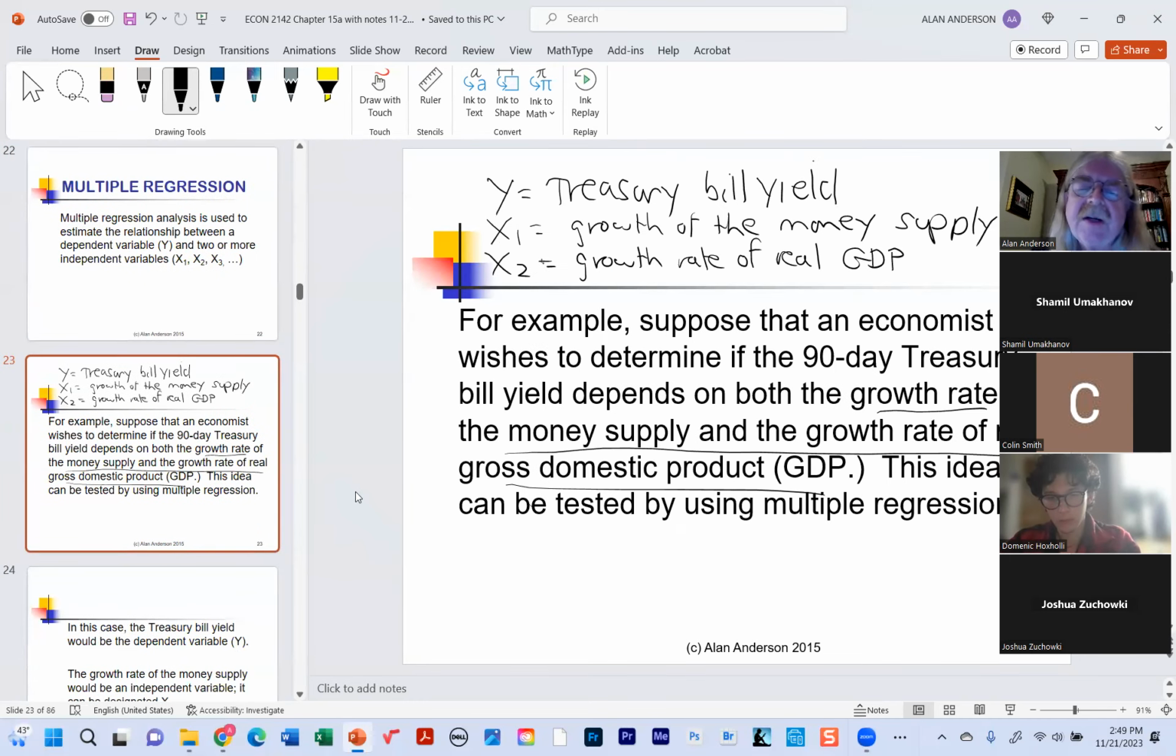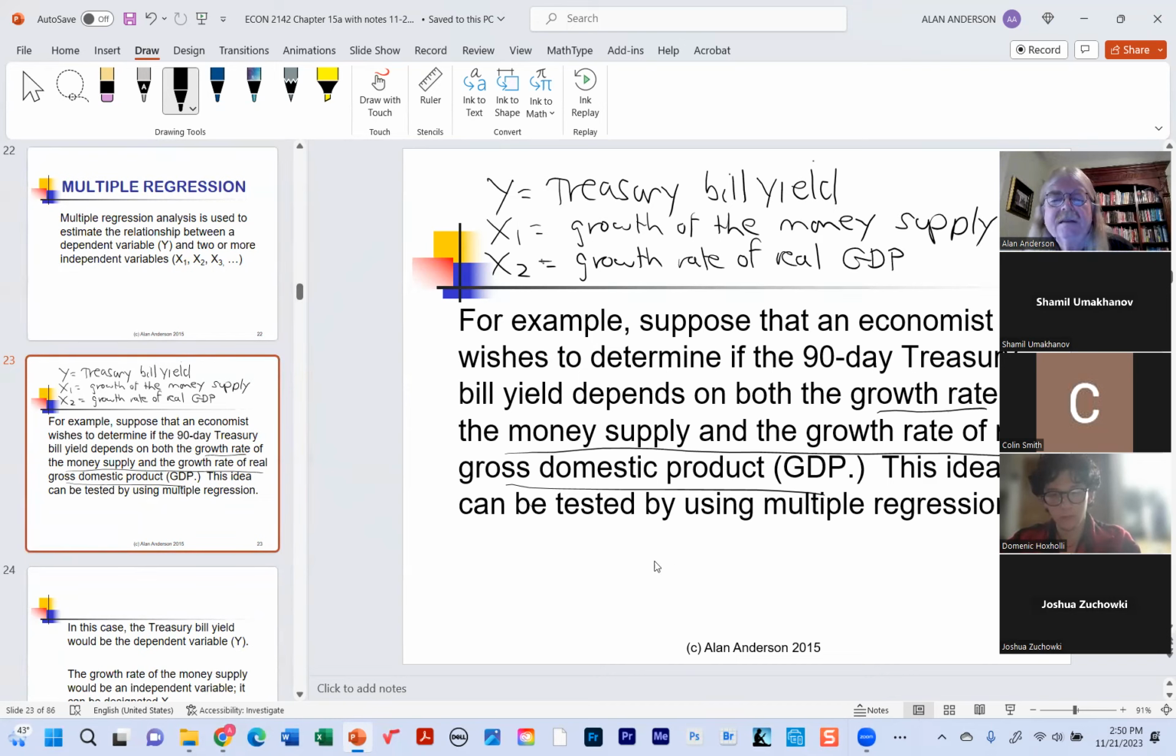Multiple regression, another example of that. Let's say you're an economist now, and you're analyzing the relationship between the yields on treasury bills and both the growth rate of the money supply and the growth rate of real GDP. Well, clearly, that is not simple regression. There's two independent variables. X1 we'll call the growth of the money supply. X2 is the growth rate of the real GDP. And so therefore, we have a case for multiple regression.